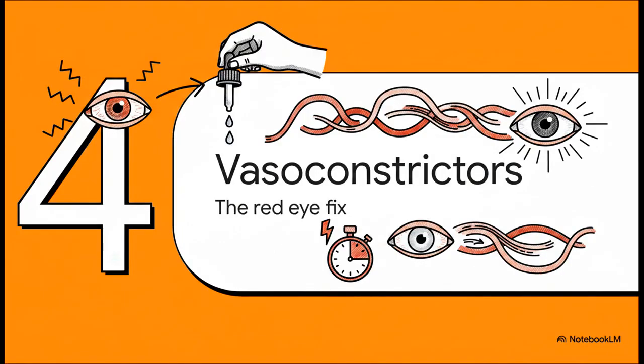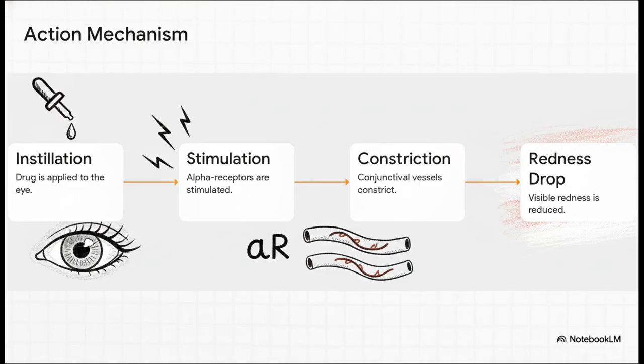Section 4, vasoconstrictors, a palliative Band-Aid, the truth about the red eye fix. Now we're shifting away from those restorative lubricants to the classic quick fix for red eyes, ocular decongestants, also known as vasoconstrictors. The crucial thing to understand here is the chemical chain reaction. When you put in a synthetic adrenergic agonist, stuff like phenylephrine, naphazoline, or tetrahydrozoline, these drugs directly stimulate alpha receptors in your eye. This sympathetic nervous system stimulation literally forces your conjunctival blood vessels to constrict and shrink down, which of course dramatically reduces the visible redness.